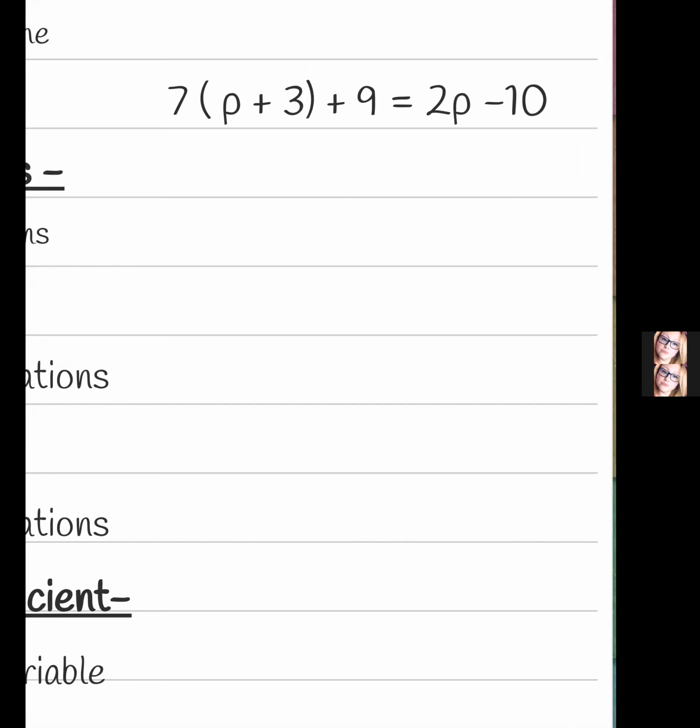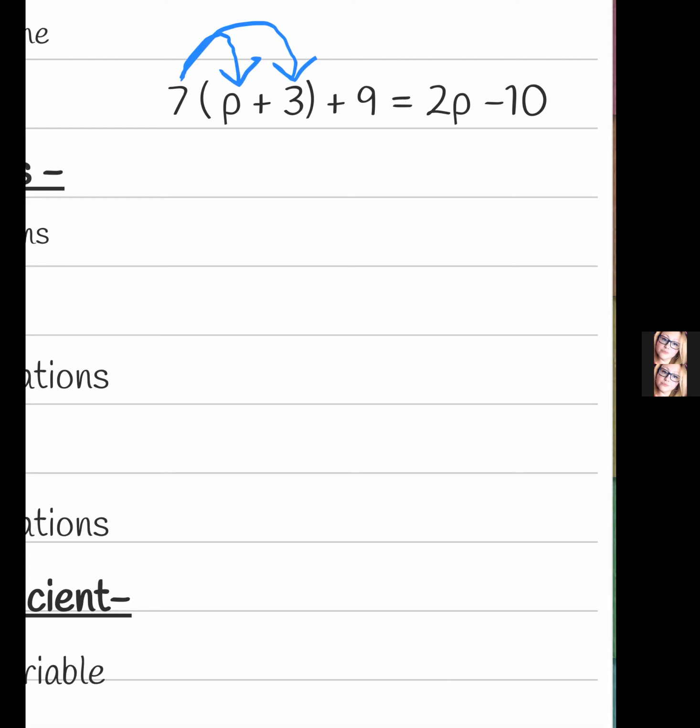So the first thing we do is distribute. And when we distribute, I always draw my arrows from my number outside of the parentheses, because that tells me to multiply that number by everything on the inside. And sometimes people forget because they don't draw their arrows. So I always draw my arrows because it reminds me.